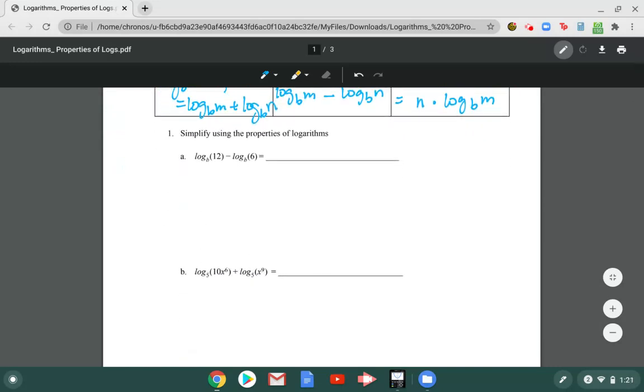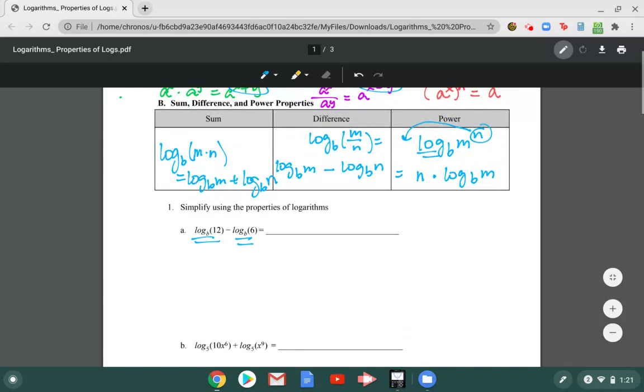Let's go ahead and simplify using some properties. So here we have a difference of logarithms. Well, I know that difference comes from a quotient. So I want to go ahead and rewrite this. The logs have to match. So I can condense this into a single logarithm, 12 divided by 6. So this simplifies all the way down to log base b of 2. So log base b of 2.